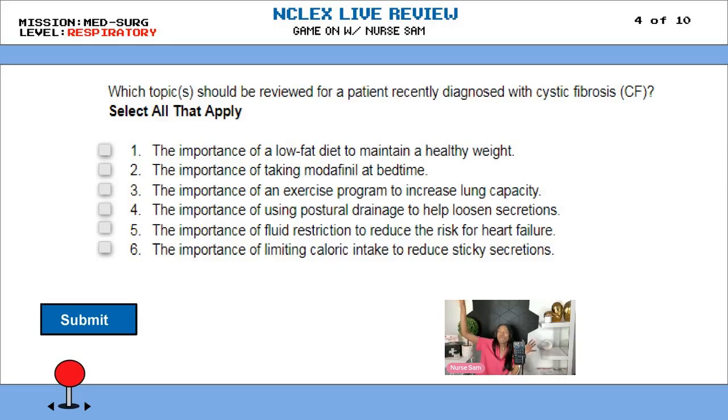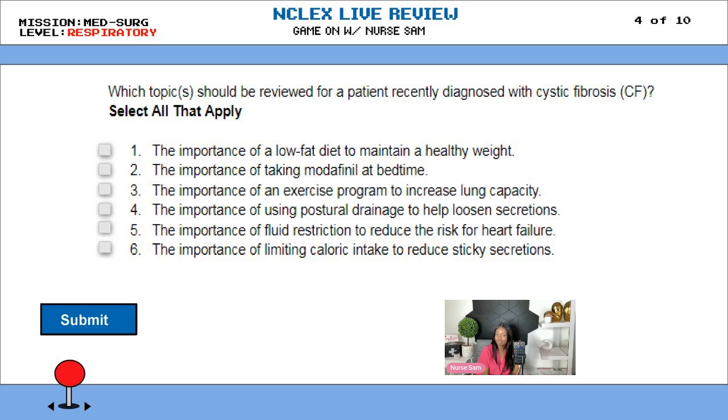Okay, last question. I promise. And then we're going to resume this tomorrow, I promise. But I'm going to ask you guys what chapter you want to dive into after we do this question. Okay? Which topic should be reviewed for a patient recently diagnosed with cystic fibrosis?